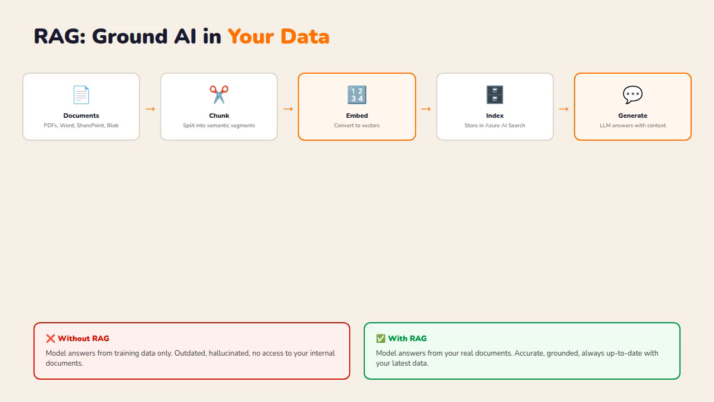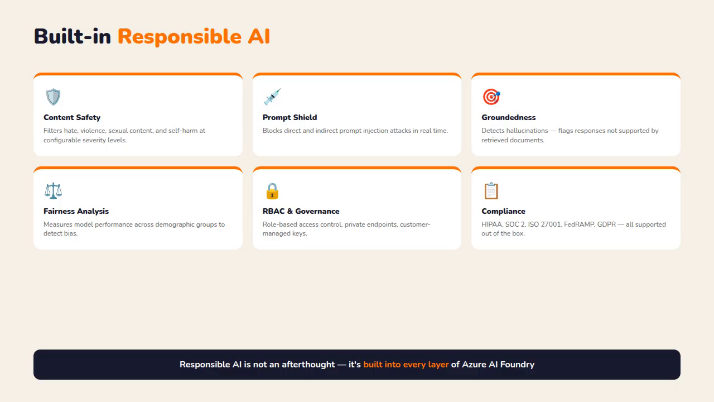Retrieval augmented generation, or RAG, lets you ground your AI in your own documents. Your files get chunked, embedded into vectors, indexed in Azure AI Search, and then retrieved at query time so the model answers with real, accurate, up-to-date information from your organization.